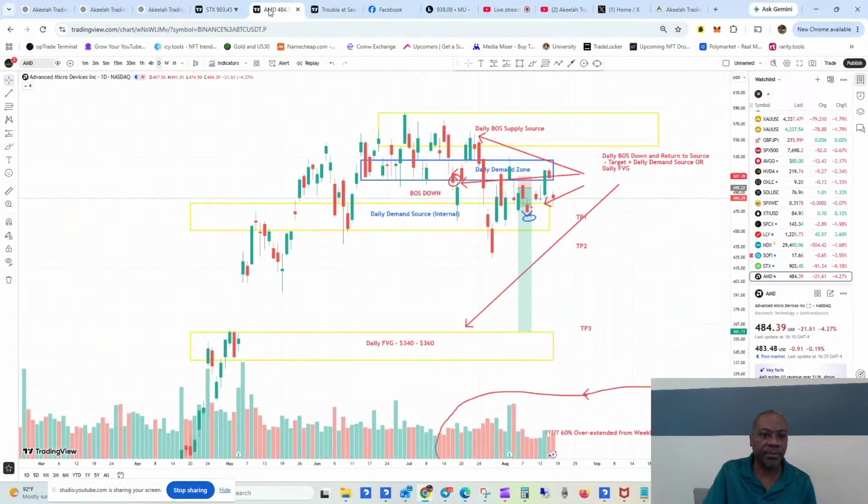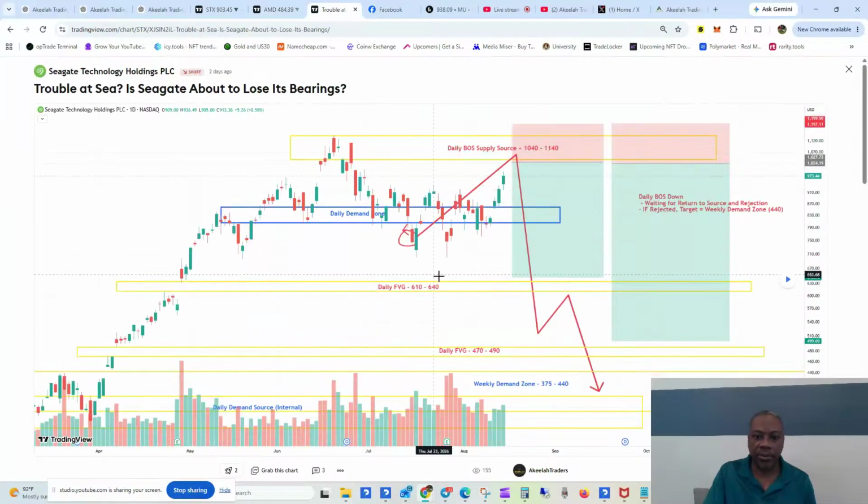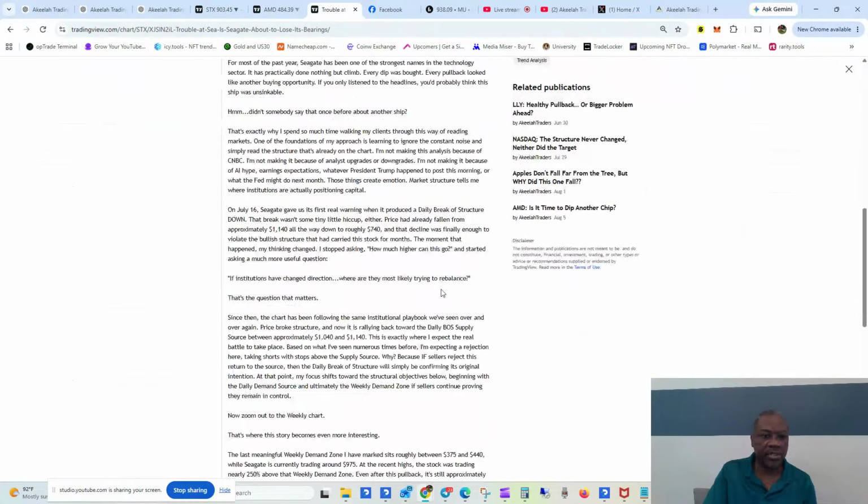So let me go back to the posting there, because I want to highlight some of those things. Here, what I explain is that these are structural targets, it's a structural reading that I'm doing here. So we had our first break of structure when it failed that demand zone. This was back on July 16th. The price had already fallen at that point. It had been as high as 1140 and it had come down to 740.